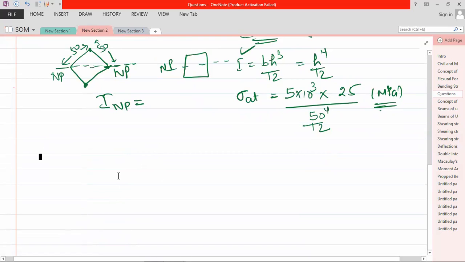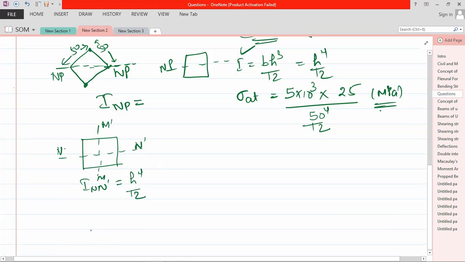Now I will explain why, because suppose this is your square lying in the horizontal position, and this is your N dash. What is the I about N dash? Everyone knows, it is h to the power 4 by 12. Now suppose I change it to M dash. What is I about M dash? It is also h to the power 4 by 12 because it is a square. There is no change.